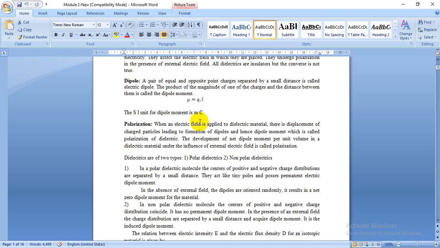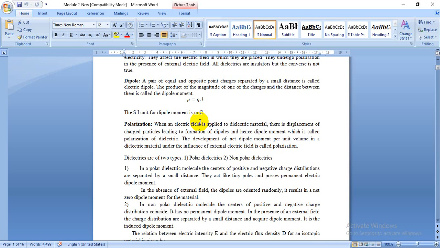Now we will come to polarization. This is an important process in dielectric materials. What is polarization? As I told you earlier, when we keep the dielectric material in an external field, it starts to conduct. That means there is a displacement of charged particles. That process is called polarization. Once again I repeat, when an external field is applied to the dielectric material, there is a displacement of the charged particles. If the charged particles are displaced, it automatically forms a dipole, and a dipole moment is also produced. This process is called polarization.